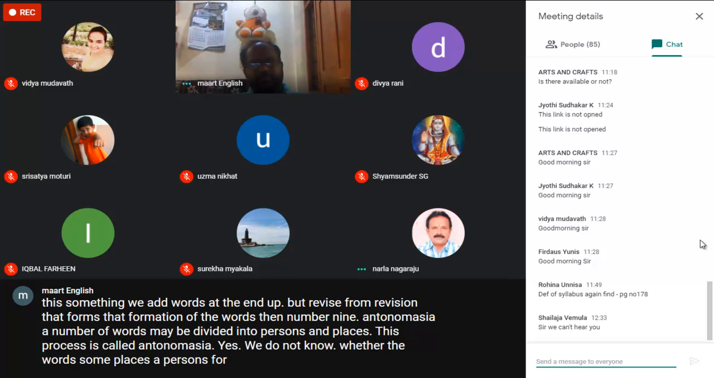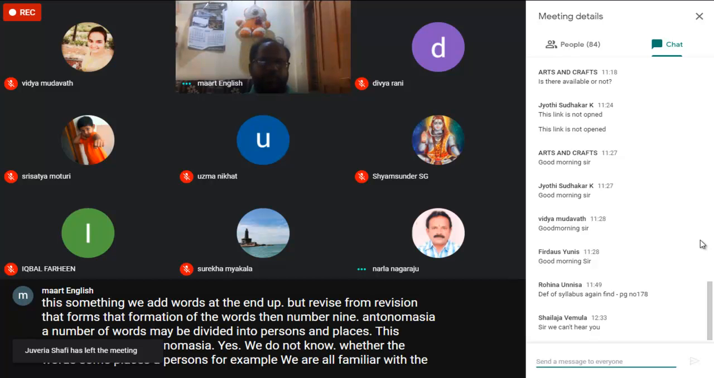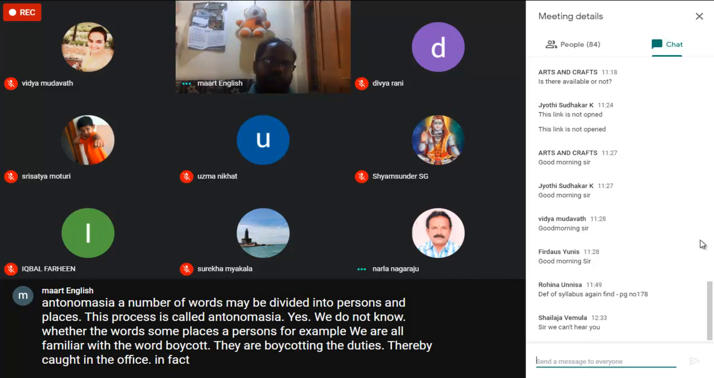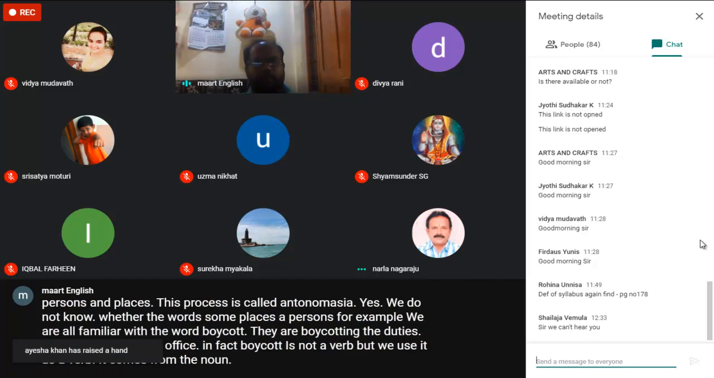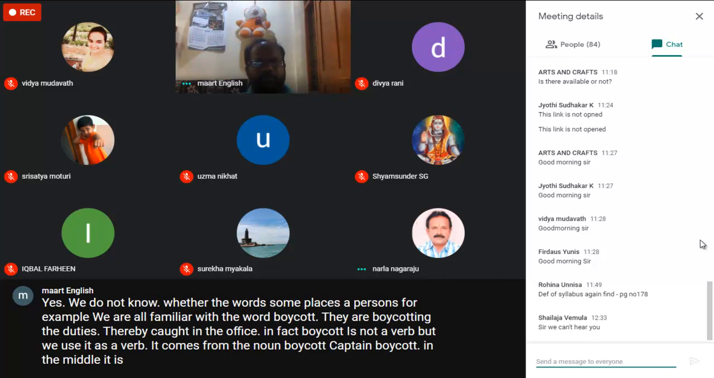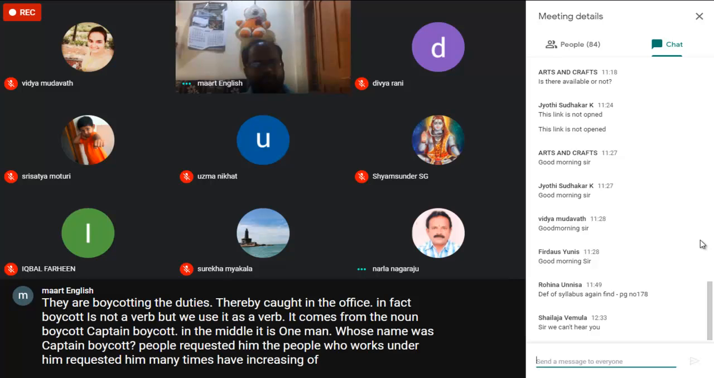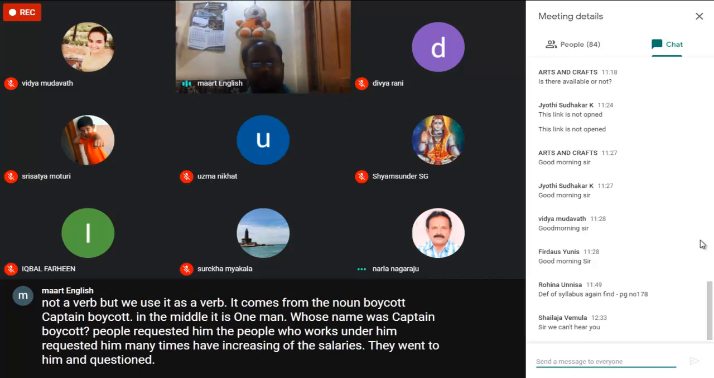For example, we are all familiar with the word boycott. They are boycotting the duties. They are boycotting the office. In fact, boycott is not a verb, but we use it as a verb. It comes from the noun Captain Boycott. In the Middle Ages, the people who worked under him requested him many times for an increase in salaries. They went to him and requested, but he did not listen to them. He did not increase their salary.